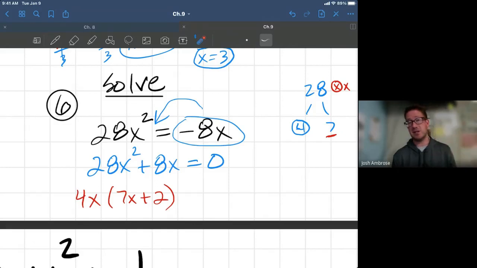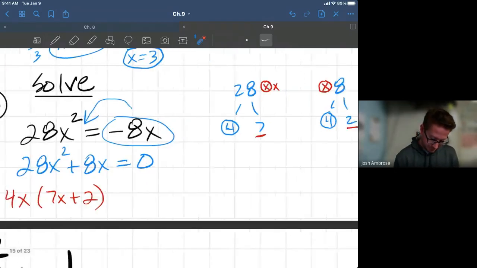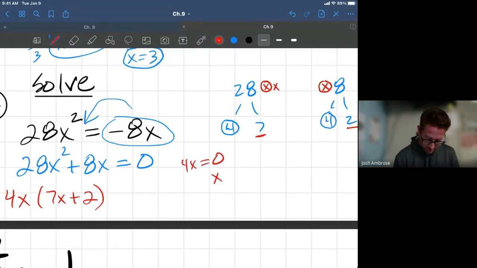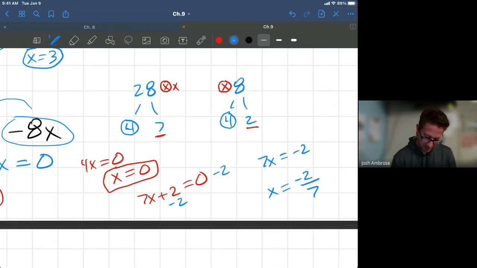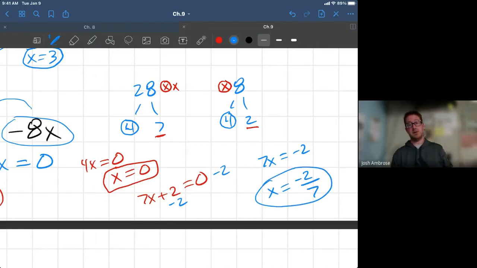Now solve each part. All right, 4x equals 0. X equals 0. 7x plus 2 equals 0. Solve it. Minus 2, minus 2. 7x equals negative 2. X equals a negative 2 over 7. So there's the answers for that one. X is 0. X is a negative 2 over 7.